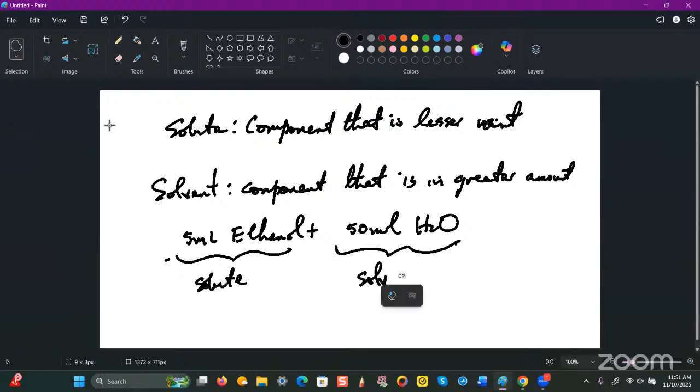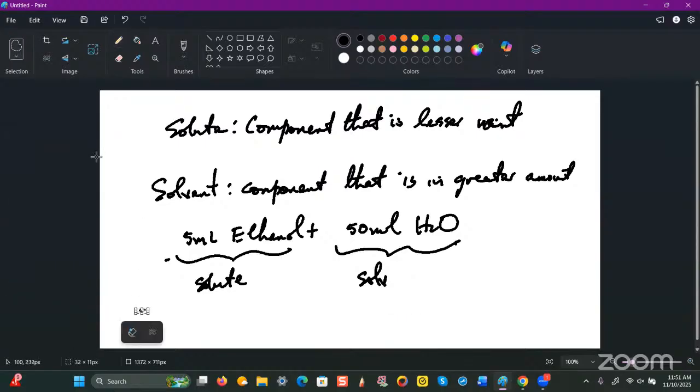So if you have two substances that are in the same phase, two liquids or two solids or two gases, the one in greater amount would be the solvent, the one in lesser amount would be the solute. Now, what if you have a solid dissolved in a liquid? Then basically, let me continue down here.